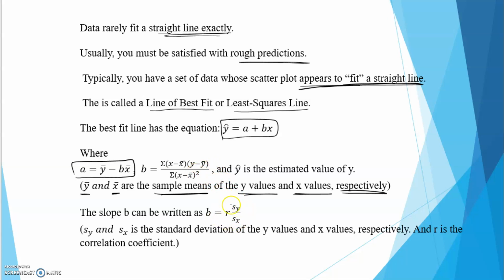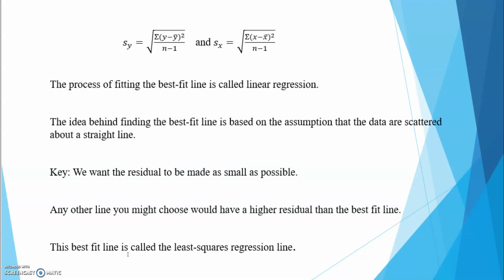But if you use this one, this is going to be your S sub y and your S sub x. These are the standard deviations for your y values and your x values respectively. And R is something called a correlation coefficient. And here would be your formulas for S sub y and S sub x. The process of finding the absolute best line for your scatter plot is called linear regression.